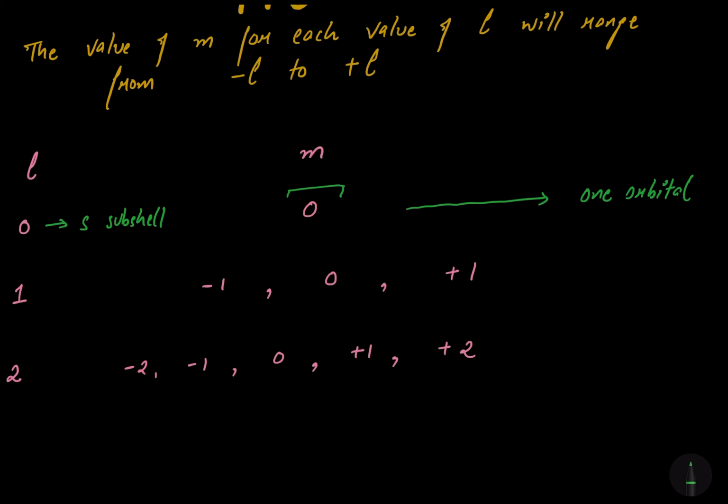Now let's talk about 1. The value 1 for l represents the p subshell. For the p subshell we got three values, that's minus 1, 0 and plus 1. That means the p subshell has 3 orbitals.